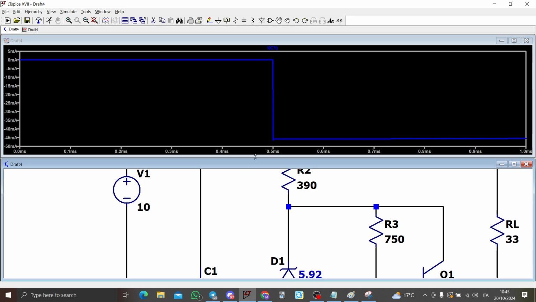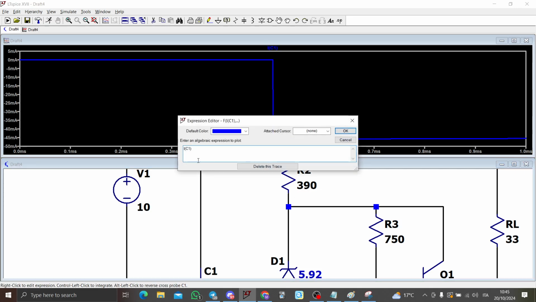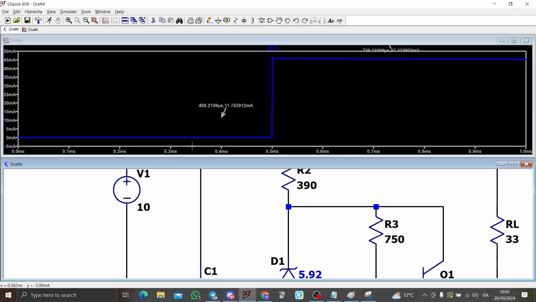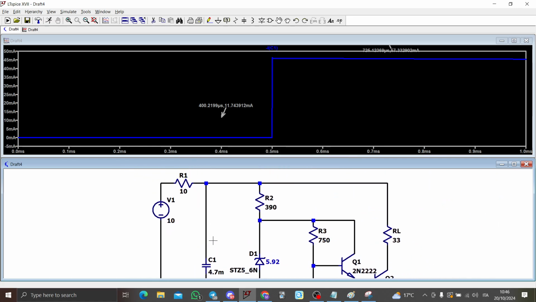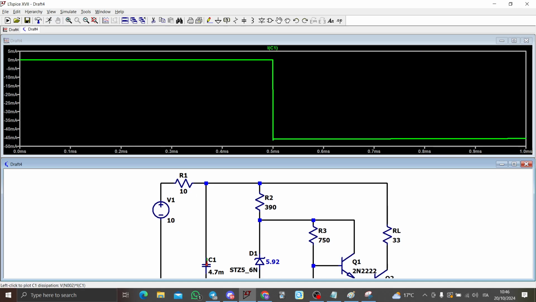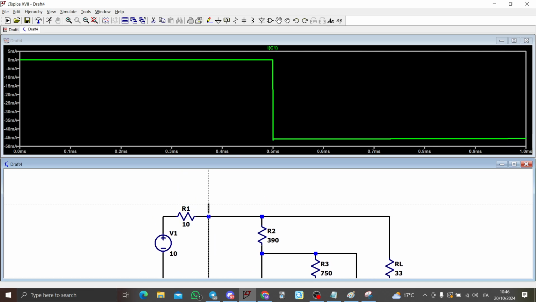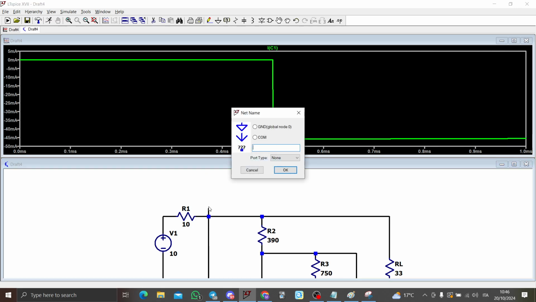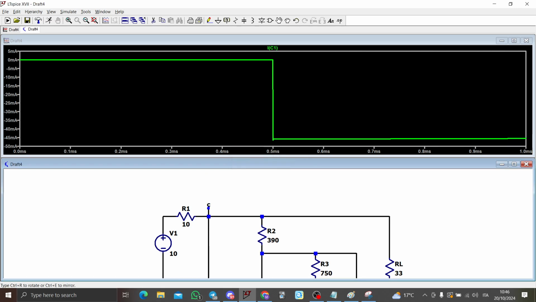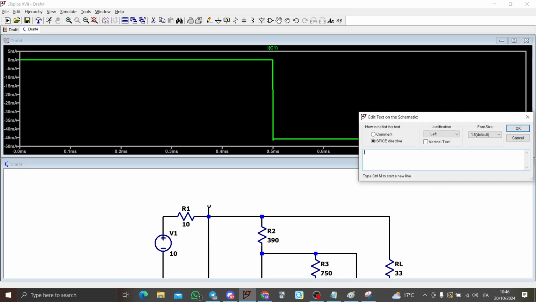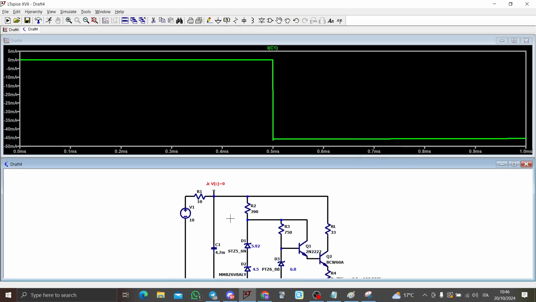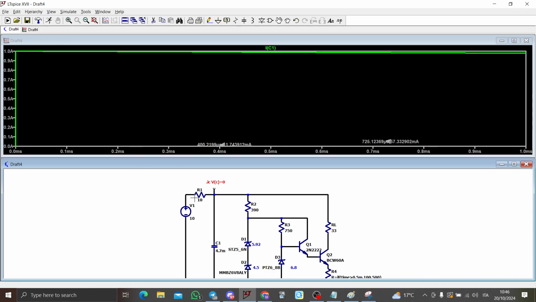As you can see, let's put minus C1. Let me run again. Okay, this is the current. We can make this node, let's call this node C. Let's write IC dot of VC equal to 0, so we can make the things properly. Now you can see that.